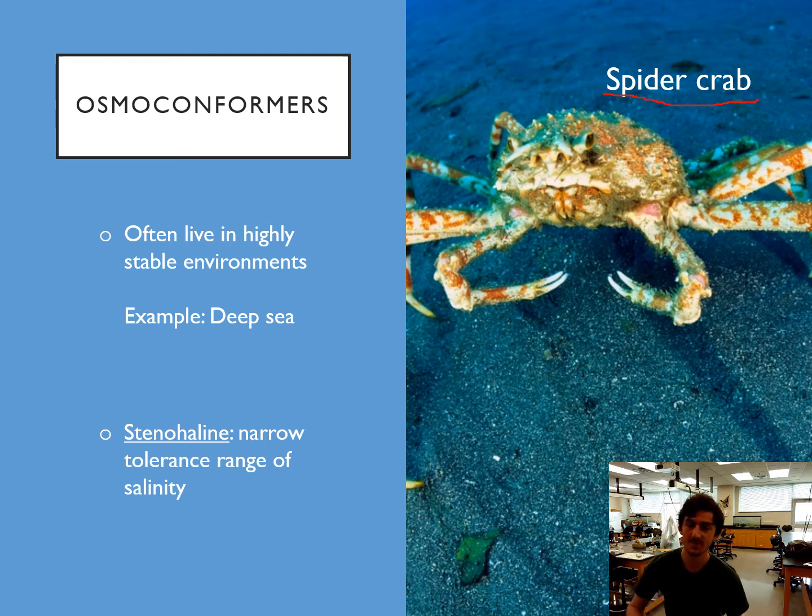So if you took that spider crab and you placed it in a tank of fresh water, all of its cells would lyse, so it has a higher concentration of salt or solutes inside of its cells. Because of that, when you drop it in the fresh water, all that fresh water is going to flow into its cells, and so its cells burst, and then it would suffer a terrible death.